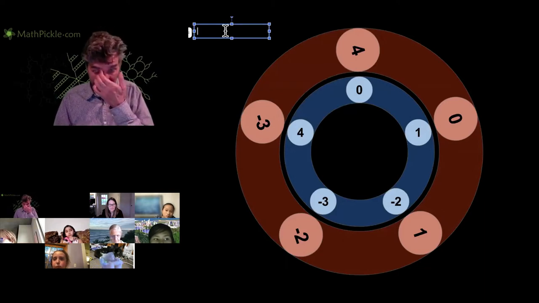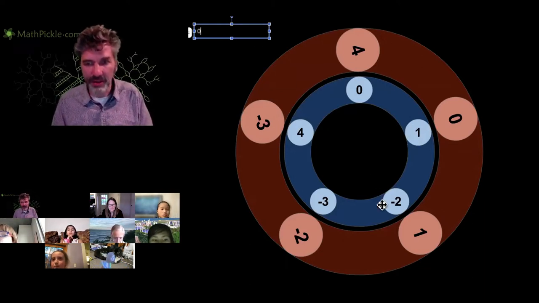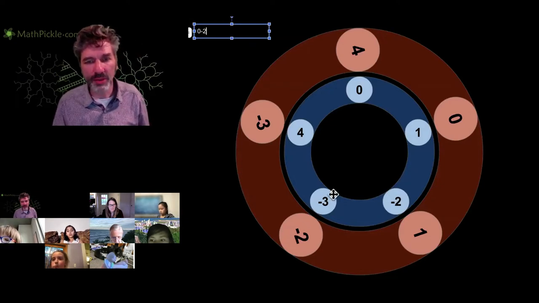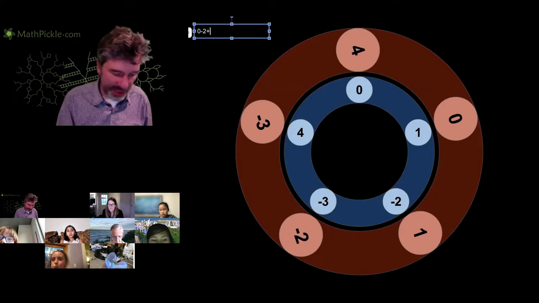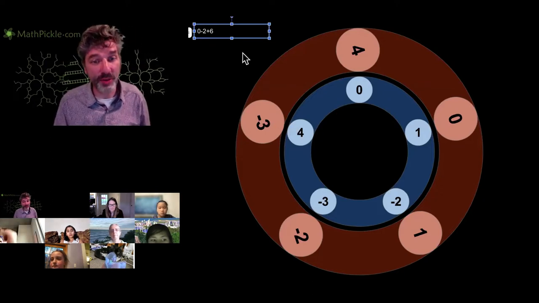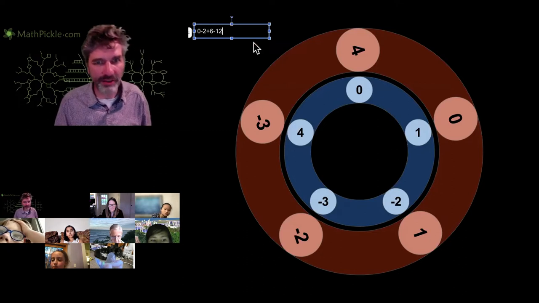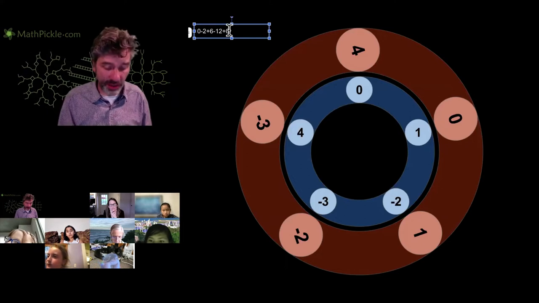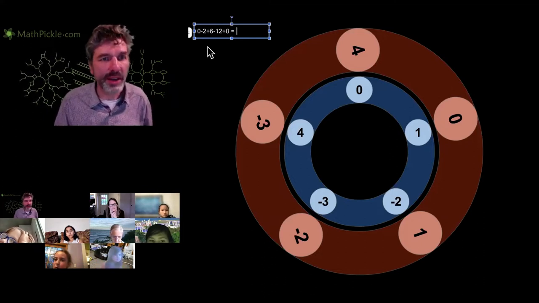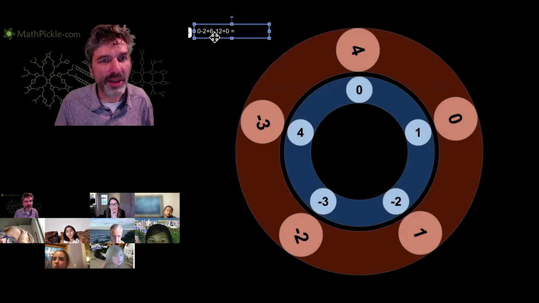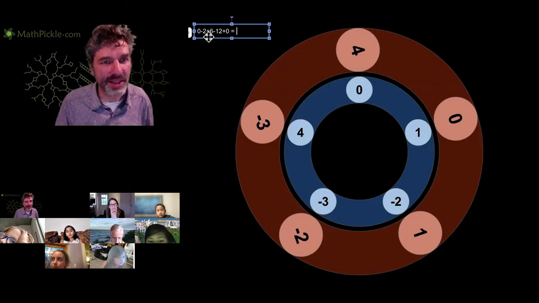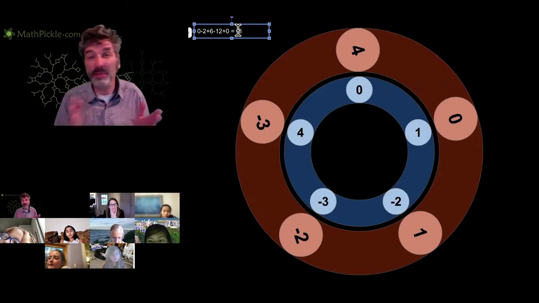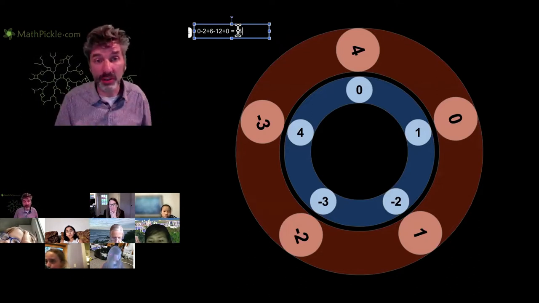So first of all, 0 times 1 is 0. 1 times -2 is -2. -2 times -3, that is +6. -3 times 4, that is -12. 0 times 4, that is 0. So my score for this one is, what is it? -12 plus 6, that's -6. -2 is -8. So my score is, doesn't matter the direction, positive or negative, my score is just 8.